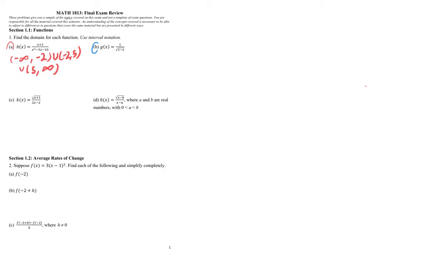Now to look at part B. We're given g of x is equal to 1 over the square root of 1 minus x. So we can't let our denominator be equal to 0, right? So we're going to set the square root of 1 minus x equal to 0. For that square root, nothing can be negative or 0, right? So we need to find what values make it positive.